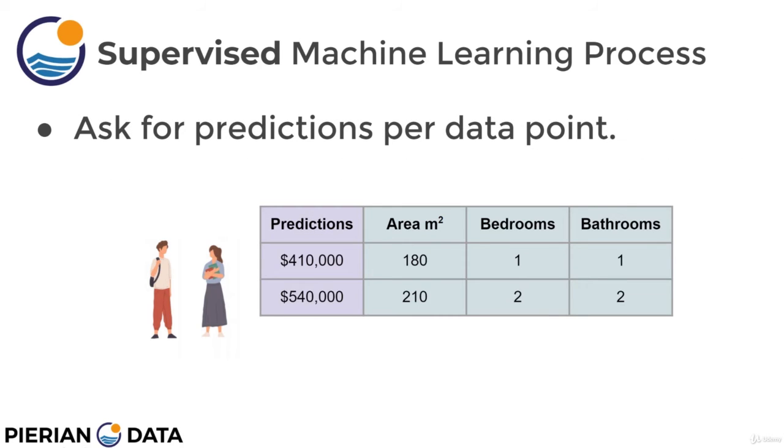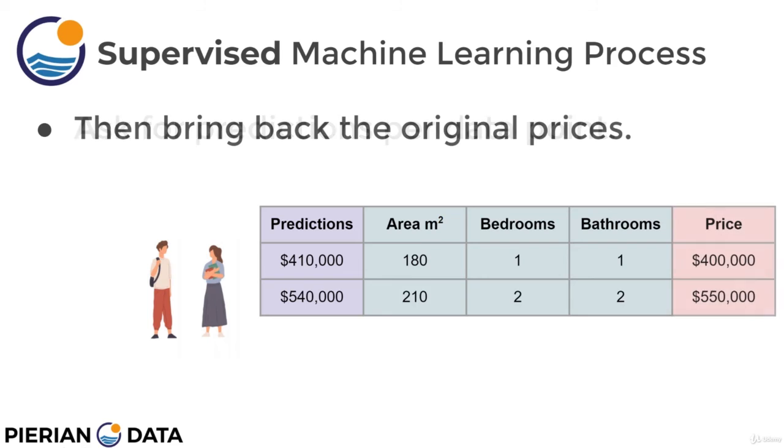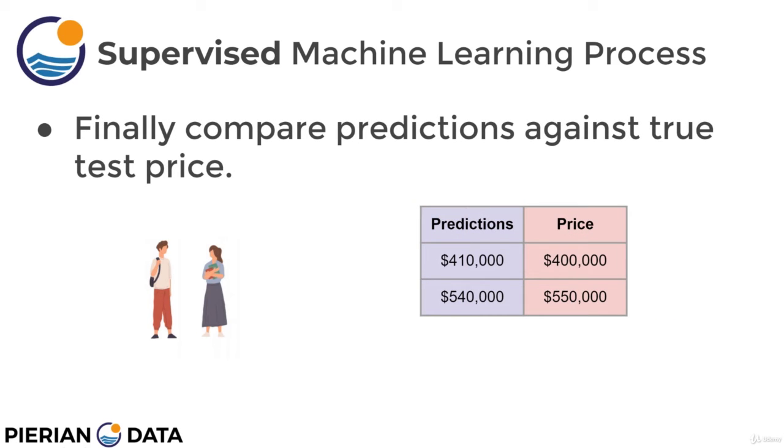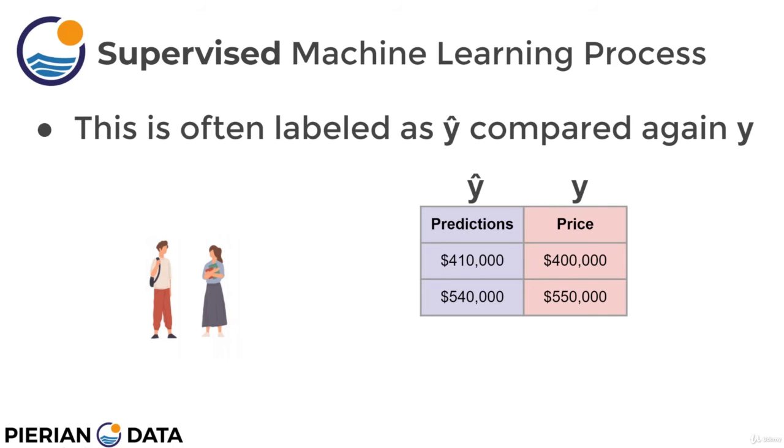And so what we do is we ask her for predictions per data point. And now she's predicted the price that these houses should have sold at in the past. And then what we can do is bring back the true original prices that they sold at. And then finally, we're going to compare the predictions against the true price. And we'll have a much deeper discussion on the different mathematical ways of comparing a prediction versus a price. In general, this is often labeled as y hat for your prediction and y as the true test price. And you'll notice here that in general, we can say she's off by an average of $10,000.